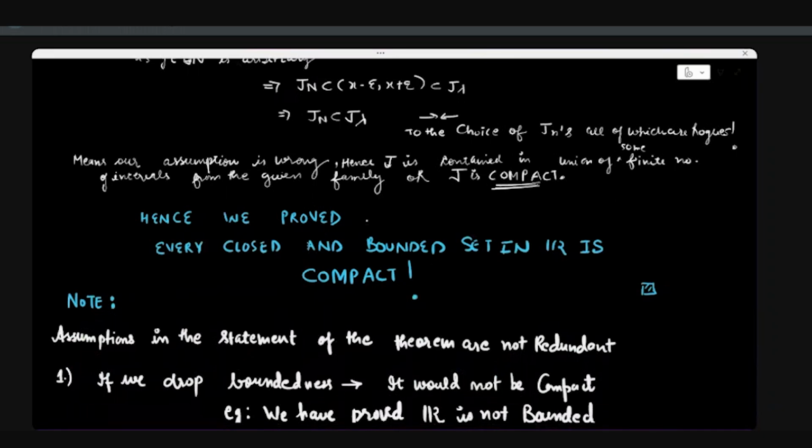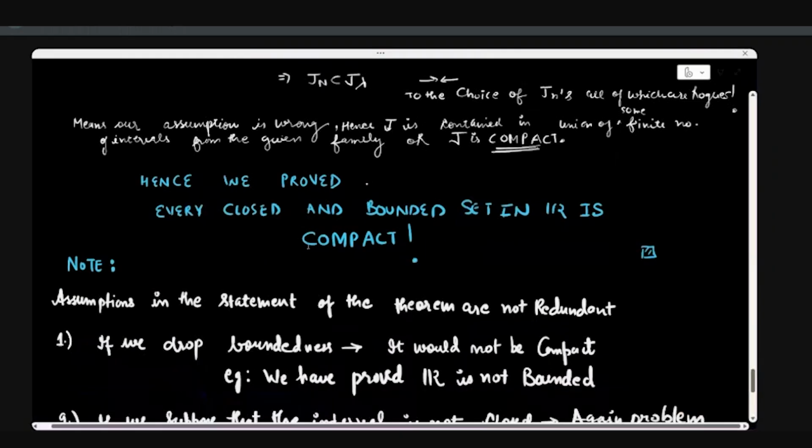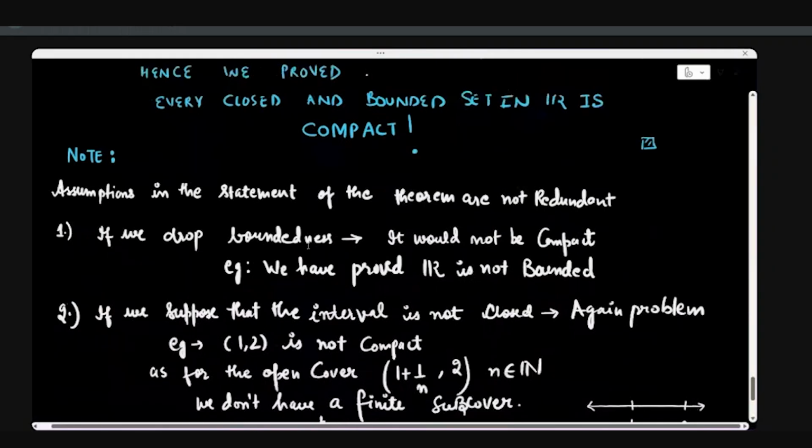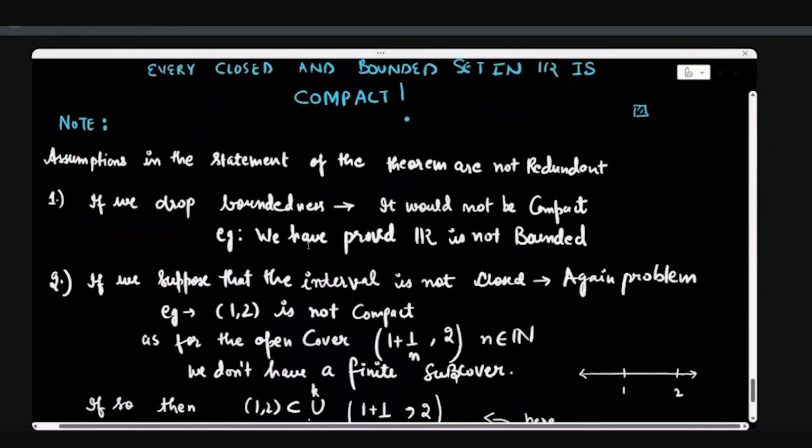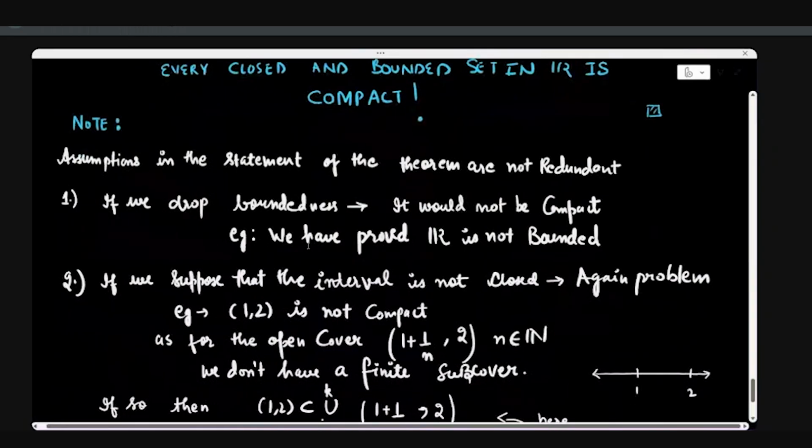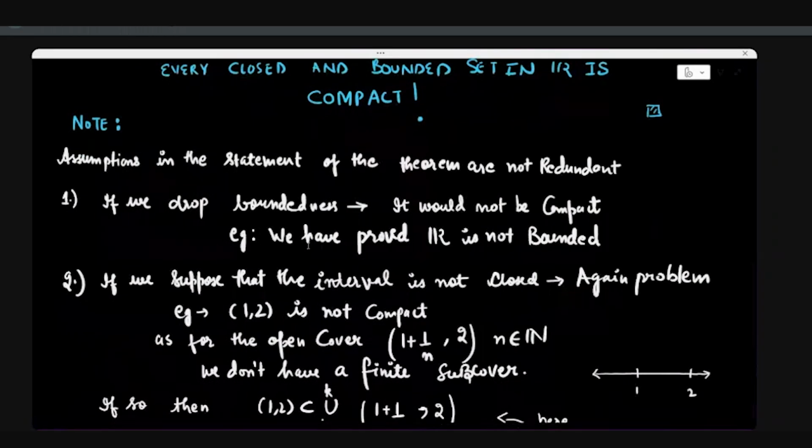So now a few follow-ups. What happens if we drop one of the conditions from the theorem? Like if I assume that I can drop boundedness, is the result still true or not? Both the hypotheses are not redundant. If we drop boundedness, then it will create a problem. As we have discussed, the real numbers are not compact. So this one is a counterexample for that.